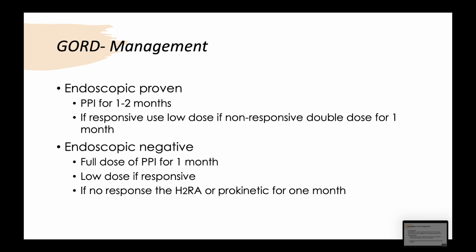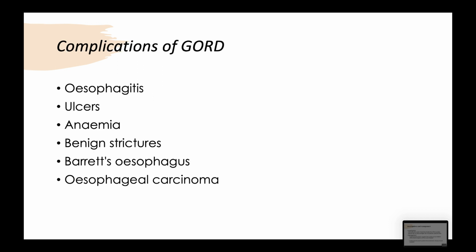if they're responsive. However, if they have no kind of response to that, then you would consider an H2 receptor antagonist or prokinetic for 1 month. I'll go into these drugs later on in the drugs of the GI tract section.